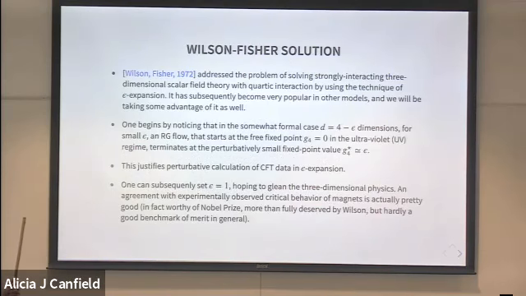In the end, you can say, okay, fine, so we derived all of that. Let's set epsilon to 1. That will give us 3-dimensional physics. And interestingly enough, the result is quite well in agreement with the experiment, which actually got Wilson the Nobel Prize. But don't use it as a criterion in general.